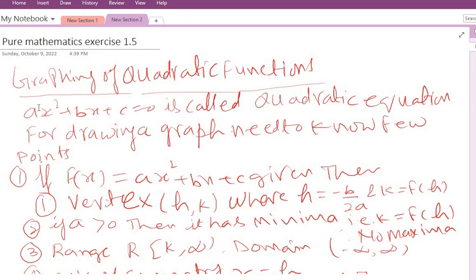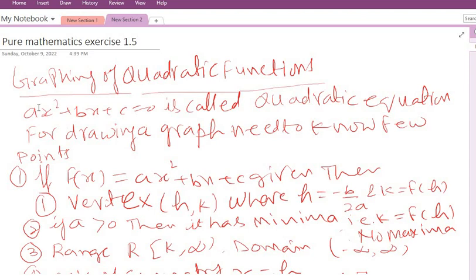Number one, if f(x) is given as ax² + bx + c, then the vertex will be calculated as (h, k), where h is equal to minus b divided by 2a, with a and b from this equation, and k will be calculated as f(h). That means substitute h in place of x and calculate; that is your k value. Then use this h and k value and substitute here. That is your first point, which is called (h, k).